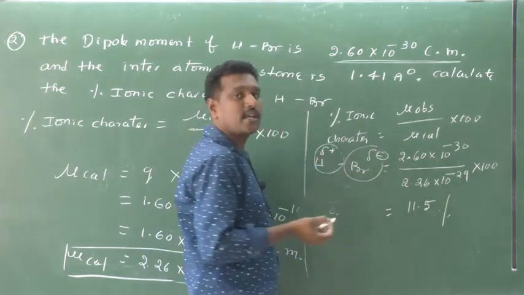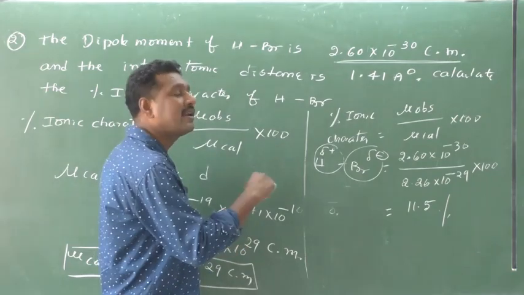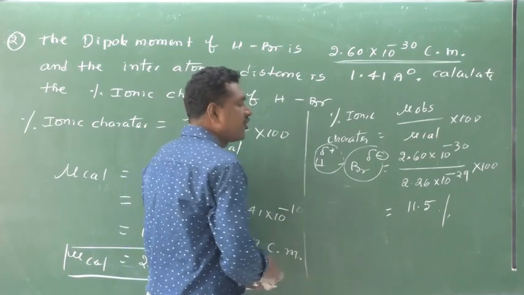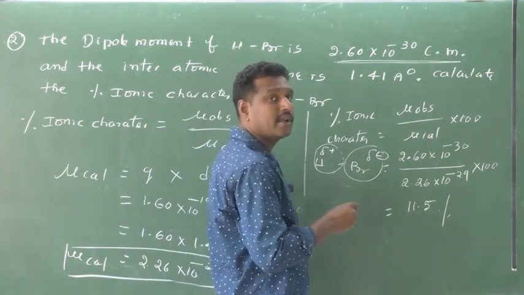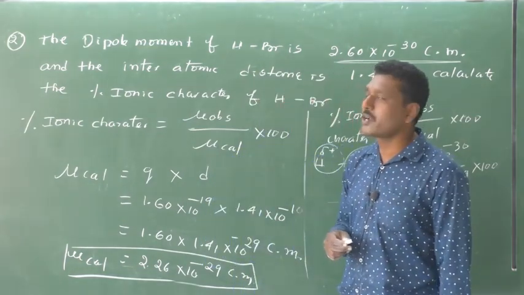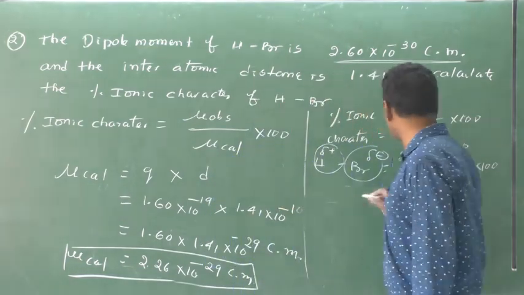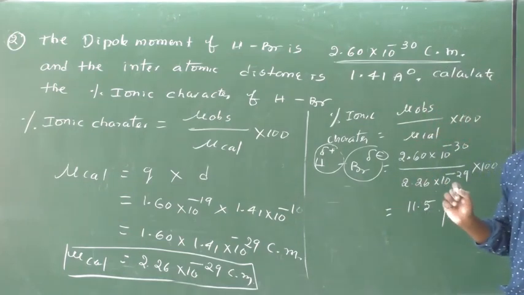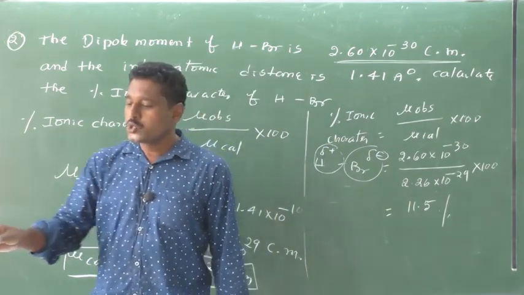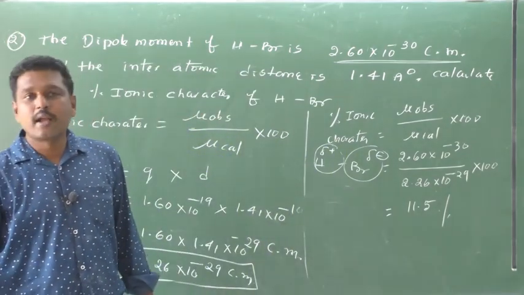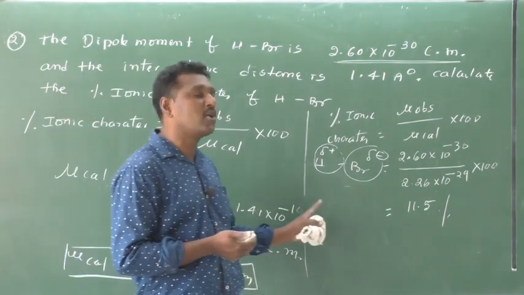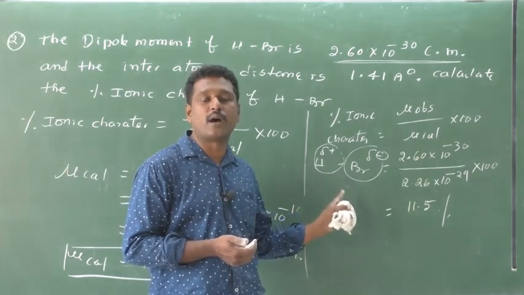Therefore if they are asking covalent character, 100 minus 11.5 is the covalent character. If they are asking ionic character, it is 11.5%. If they are asking covalent character, 100 minus 11.5 gives 88.5, which is the covalent character of HBr. So like that we can calculate the percentage of ionic character and percentage of covalent character by using this formula.